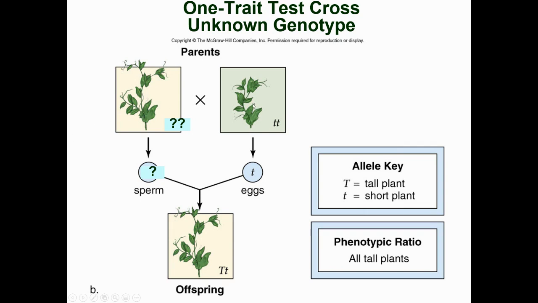So here, in this case, I don't know what my phenotype is. I do know the only allele I have here is T. If 100% of the offspring are tall, then I know both of the alleles presented from this one have to be capital T because I got no short offspring.